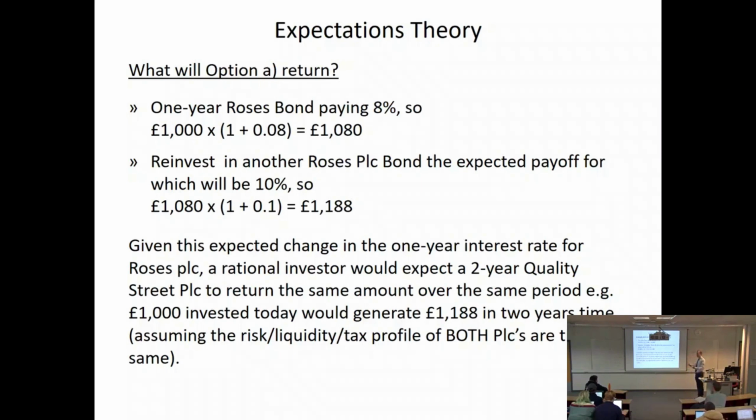And then in a year's time, you'll invest that whole 1,080 into the new bond at 10%. So your rate of return, or what you'll receive in 2 years' time, will be 1,188. Because it's just two simple interest calculations added onto each other. So that's option A. So in order to work out the interest rate for the 2 year bond from Quality Street, we basically do the deduction backwards.